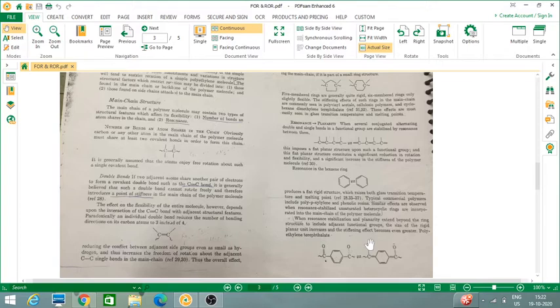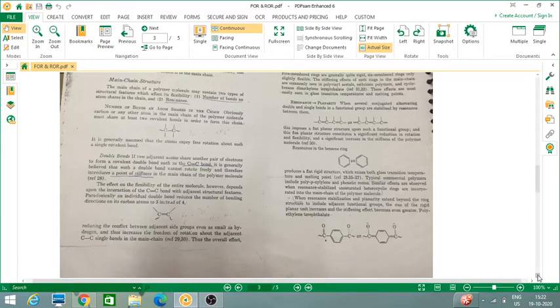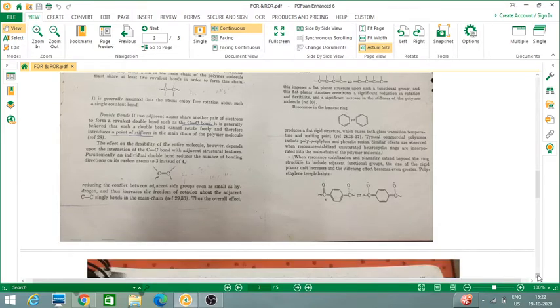And what happens when there is more resonance stabilization and planarity? It increases the stiffness and increases the restriction of rotation. Now this is all about main chain structure. Now let us see the side chain structure.